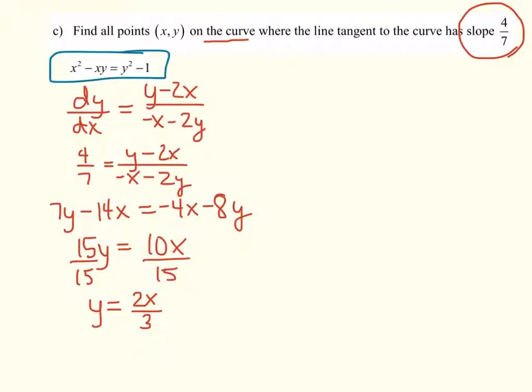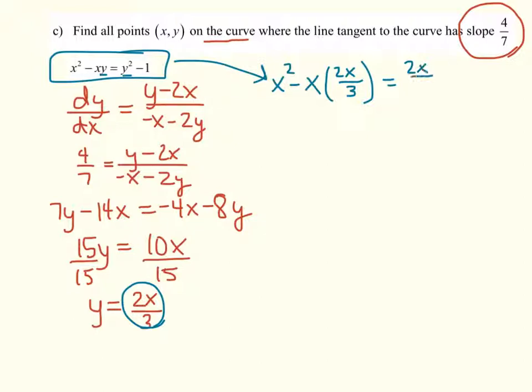So I'm going to take that original equation, and if I substitute in everywhere I see a y this 2x over 3, then all of a sudden I have an equation that only has one variable, namely x. So we're going to go ahead and do that. I'm going to take x squared minus x times, instead of y, 2x over 3, equals (2x over 3) squared minus 1.